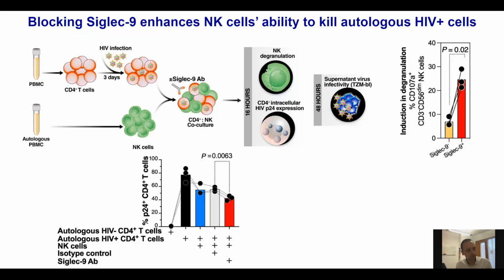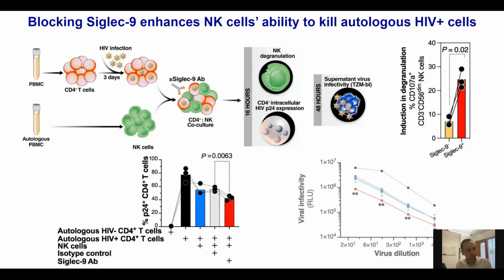We can take the culture supernatant from those co-cultures and try to infect new cells, and you can see that the culture supernatant from the co-culture in the presence of the Siglec 9 blocking antibody, here in red, leads to less infection compared to the isotype control in gray or the no antibody control in blue.